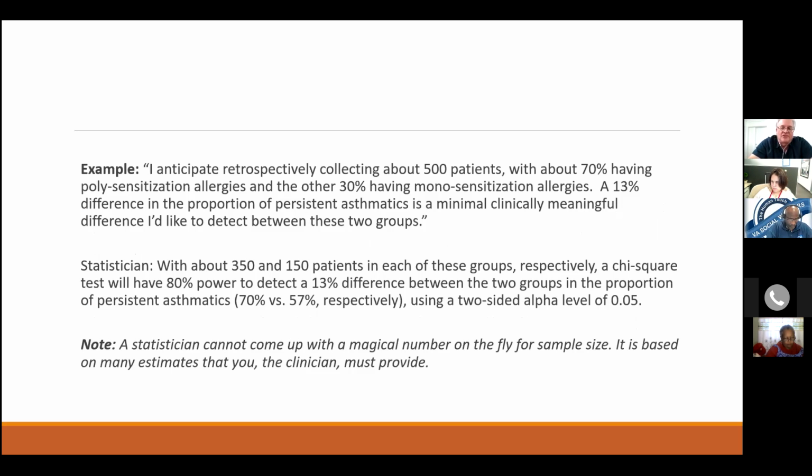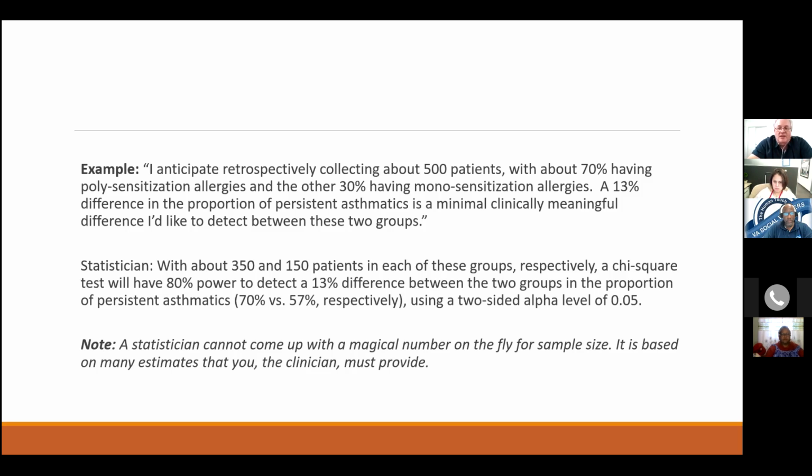So here's an example. An investigator says they anticipate retrospectively collecting about 500 patients. So they've already been collected. They're somewhere in a repository. We know that about 70% of them have this polysensitization allergy, and the other 30% have a monoallergy. They have this breakdown. They're looking at the incidence of persistent asthmatics. So their outcome is being an asthmatic. Their exposure is the type of allergy they have.